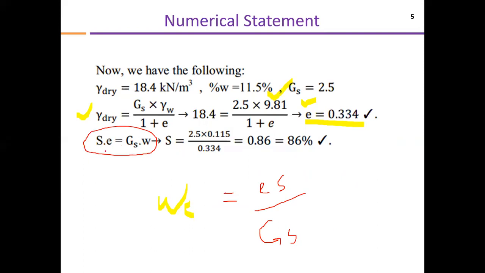Now, further rearranging this equation, we get S is equal to Gs into w divided by e. The value of Gs is 2.5, the value of water content is 0.115, and the void ratio we have found over here is 0.334. So solving this equation, you will get the degree of saturation of soil as 86%.